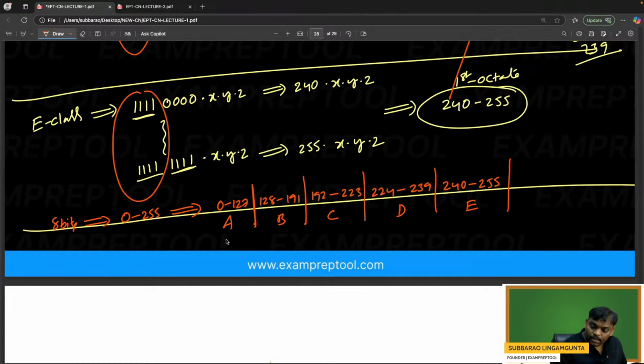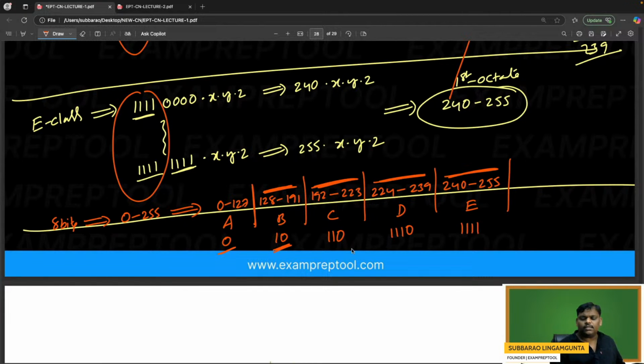In class A, the first bit is 0. In class B, the first 2 bits are 1 0. If you want to get in this range, the first 2 bits are 10. If you want this range, the first 3 bits are 110. If you want this range, the first 4 bits are 1110. If you want this range, the first 4 bits are 4 ones. Other than this, nothing.